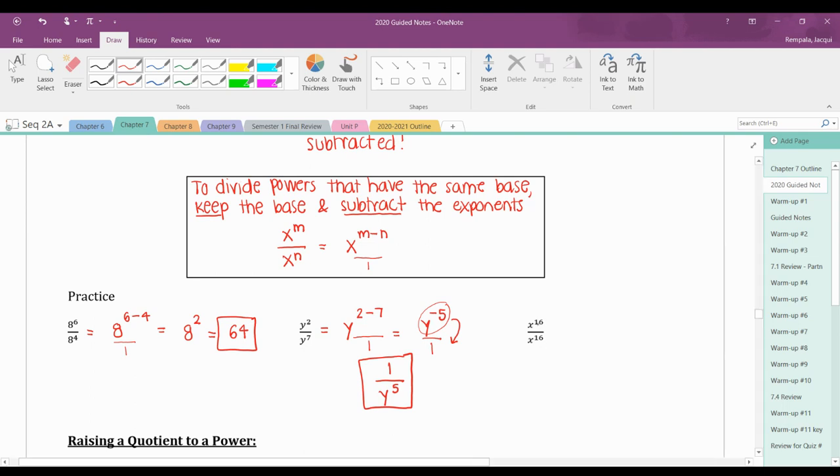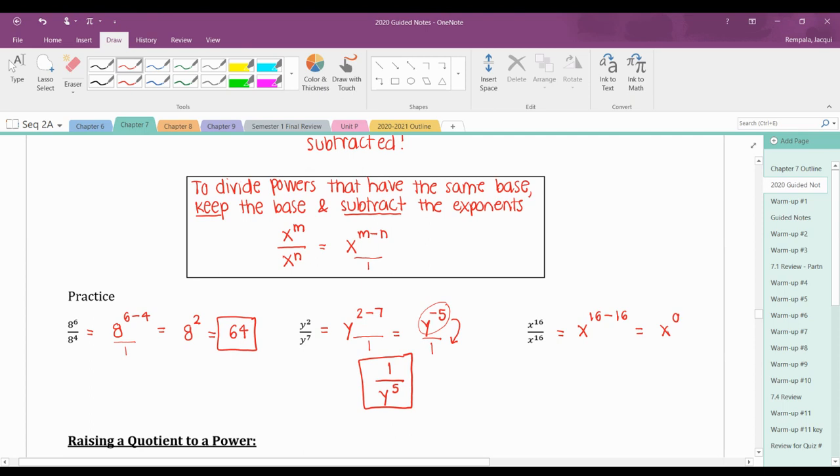If I look at this next example, x to the 16th divided by x to the 16th. Well, they share the same base, which means that I can write the base of x. I keep that the same. Now, because we have a division problem, I'm going to subtract. The top exponent is 16 minus the bottom exponent, which is also 16. Notice that 16 divided by 16 is 0.